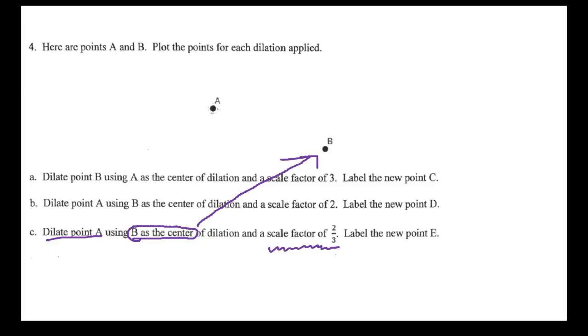C. Dilating point A again. B is still the center, and the scale factor is 2/3. So draw our ray. There's our distance, but we want a scale factor of 2/3. So I'm actually going to break my distance into thirds. And my scale factor of 2/3 means I'm going to measure 2/3 away from the center. That's 2/3. And there's my new point E. That's it.